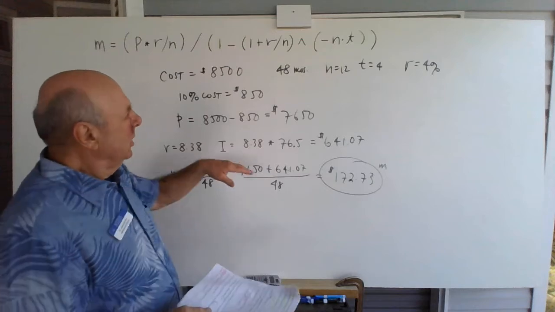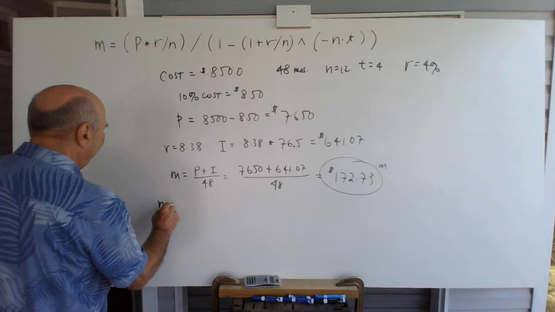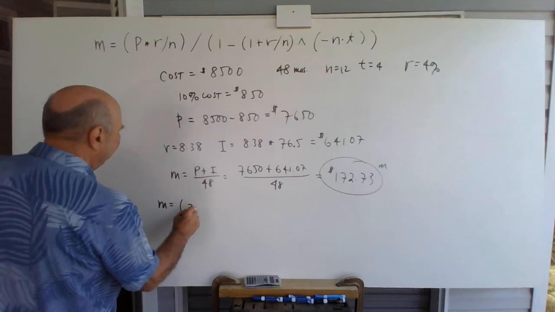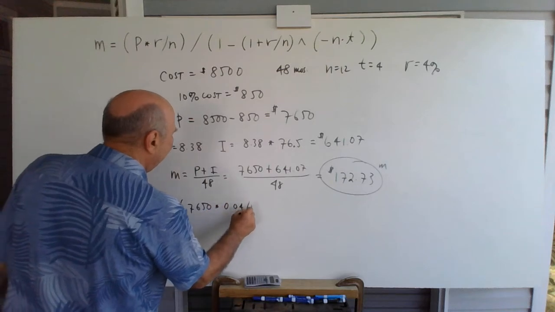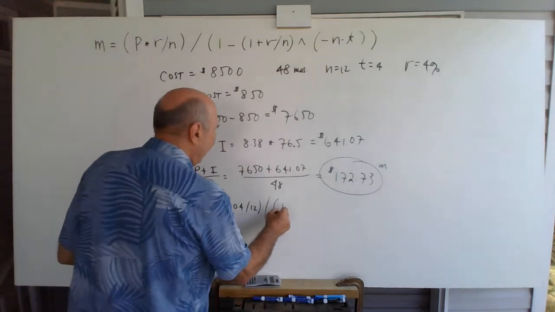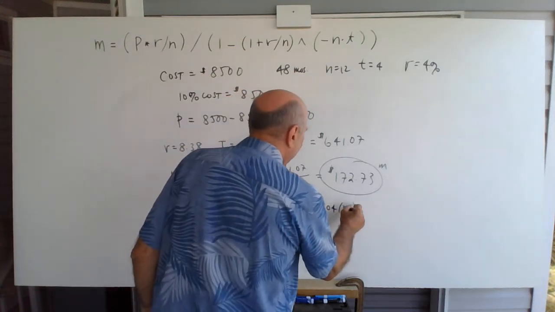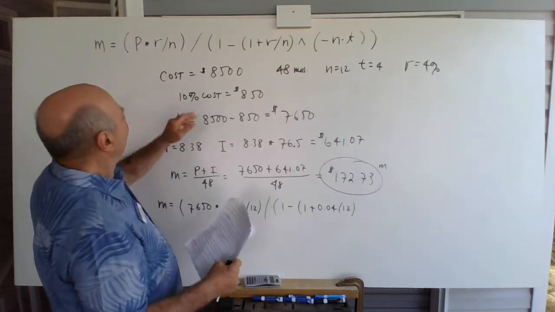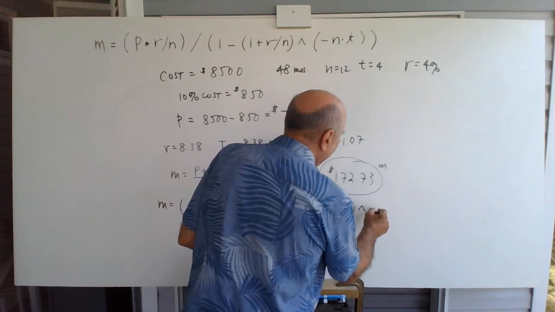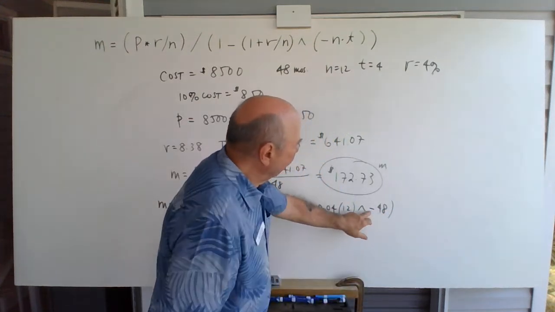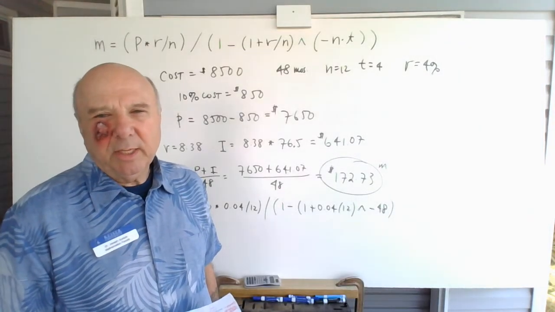So if we use the other method with the formula, that'll be 7,650 times 0.04 divided by 12, divided by 1 minus 1 plus 0.04 divided by 12. See, it keeps happening. You see those R over N a lot. So you get used to it. And then caret, negative NT, which is negative 48. As long as I use the negative sign there, I'll be okay. I don't need parentheses because it sees it as a negative exponent.